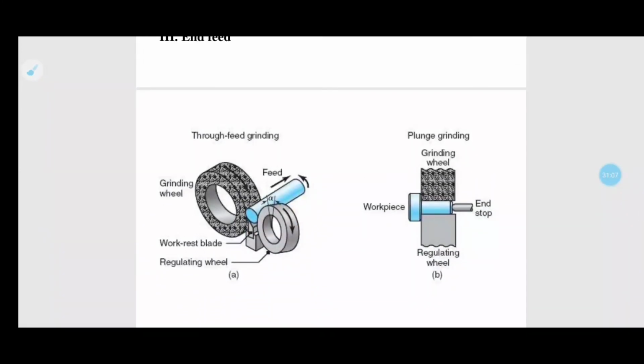So if you see that, you could see this thing, that at the same time required support from the bottom is provided by the work rest, as the workpiece while rotating rests on the blade of the work rest. The regulating wheel essentially carries a rubber bond and helps in rotation of the workpiece due to friction. The methods used for feeding the work are through feed, in feed and end feed.